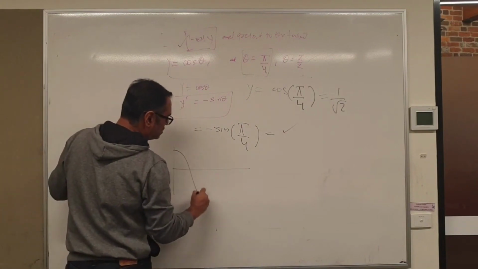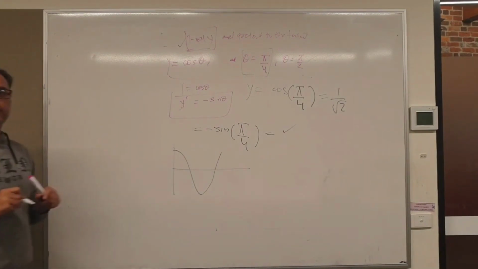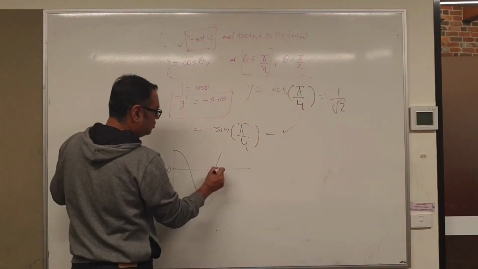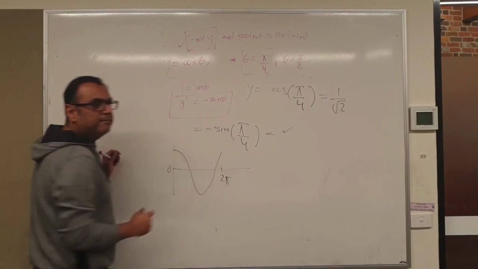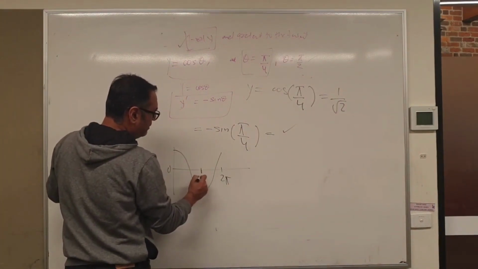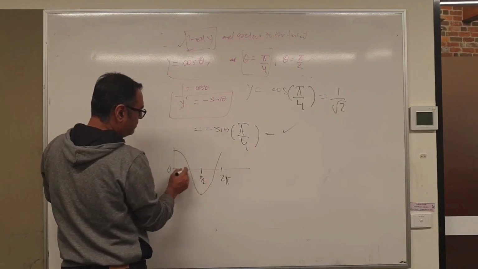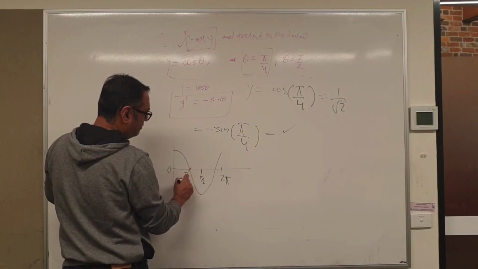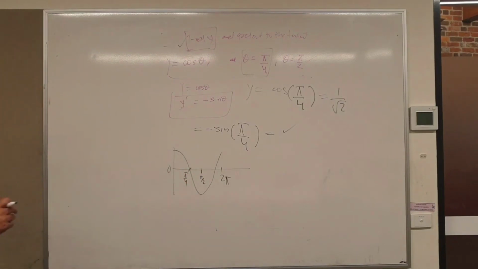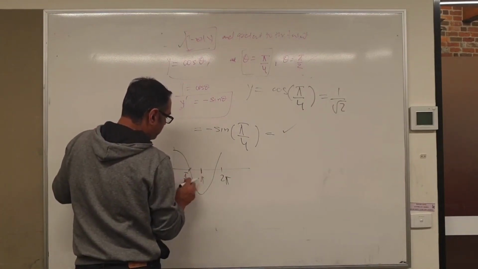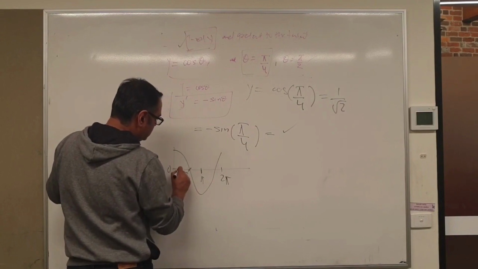If you visualize that in a graph, that's the cos graph, right? From 0 to 2 pi. This is pi by 4. This is pi by 2. And this is pi in the middle. Oh, sorry, my bad. Pi. And then this is pi by 2. This is pi by 4.